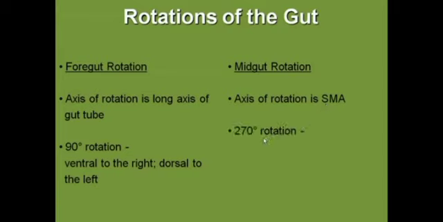And that rotation will be 270 degrees of rotation in a direction that would be called counterclockwise if you're viewing it from the ventral side of the embryo. So it's a 270 degree rotation, counterclockwise viewed from the ventral side. Contrast that with the 90 degree rotation of the foregut, and it's around the axis of the superior mesenteric artery, not the long axis of the gut tube. So an entirely different rotation in a different direction in a different part of the gut tube.